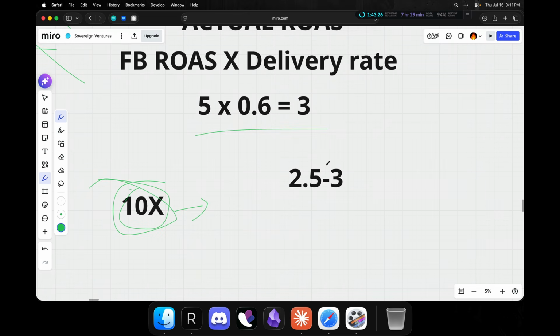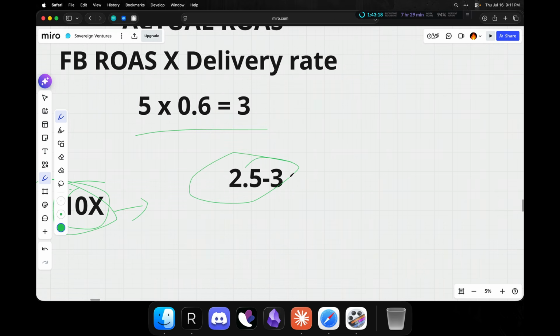Okay. But it depends on what your AOV is, because I like to personally operate at higher AOVs, like 2000 or something, so my ROAS is generally this. Okay. Because my break-even ROAS is always under 1.5.